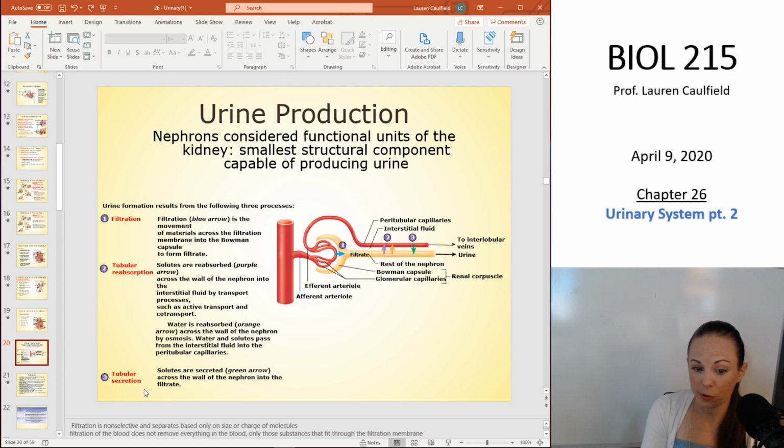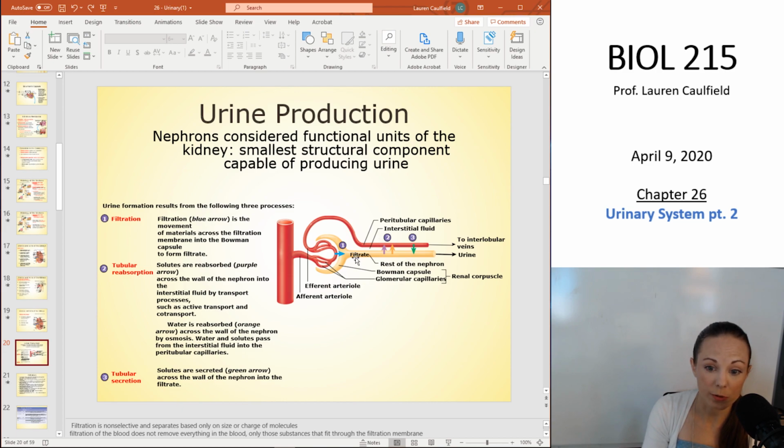And then tubular secretion is something that we do at the very end of our process of urine formation. And that's because anything that we want to get rid of and make sure that it's passed out in the urine in its final form, we don't want to put those things in at the beginning because there's a chance that they could be reabsorbed at the beginning of the nephron.